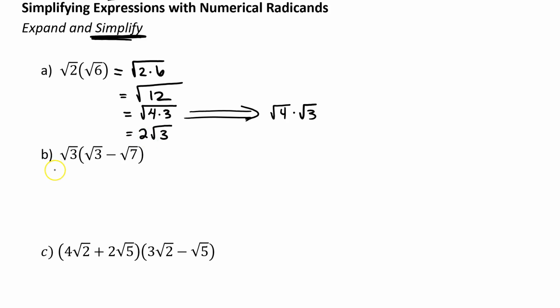What I'm going to do here in B is, these are not like terms, so I can't add them together. But what I can do is use my happy little rainbows, my distributive property, and multiply both radicals by that. So I have the square root of 3 times the square root of 3, minus the square root of 3 times the square root of 7.